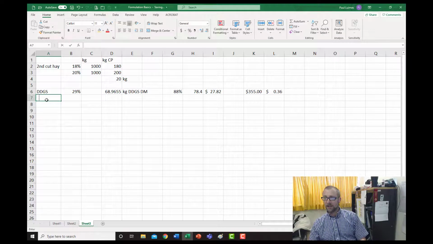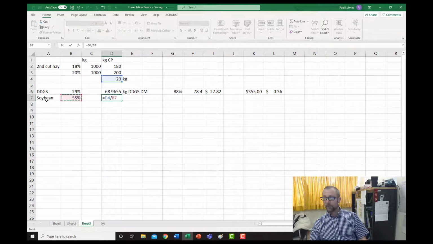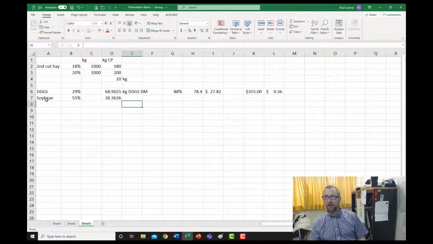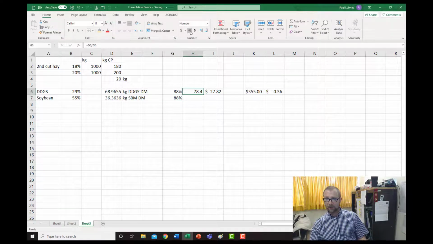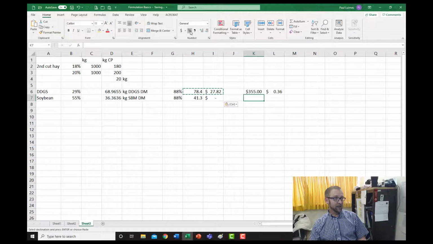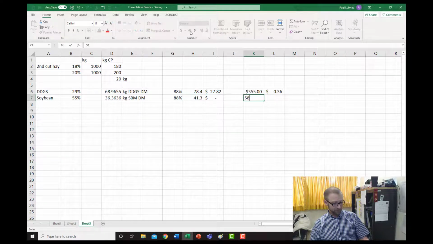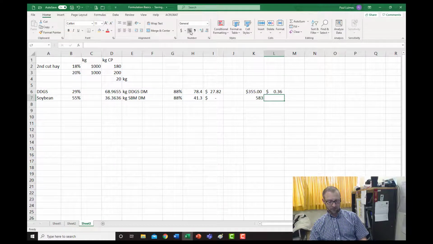If you're feeding soybean meal as an example, soybean meal, it's about 55% crude protein, and so therefore the same number is going to be, we're going to be feeding considerably less soybean meal. That's kilograms of soybean meal dry matter, and I'm just going to make the assumption that's around the same percentage of moisture in that soybean meal. So therefore we have soybean meal right now is running at about $583 per ton. So divide that by 1,000.